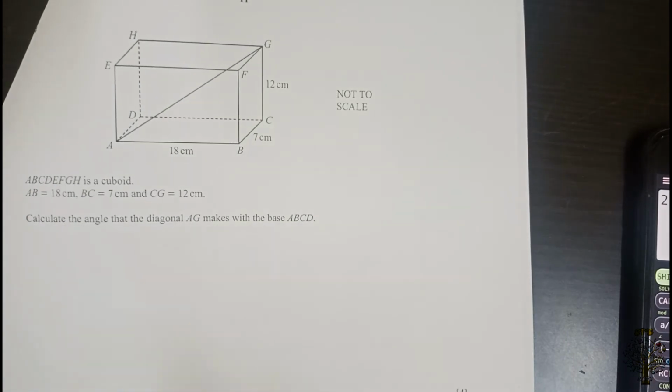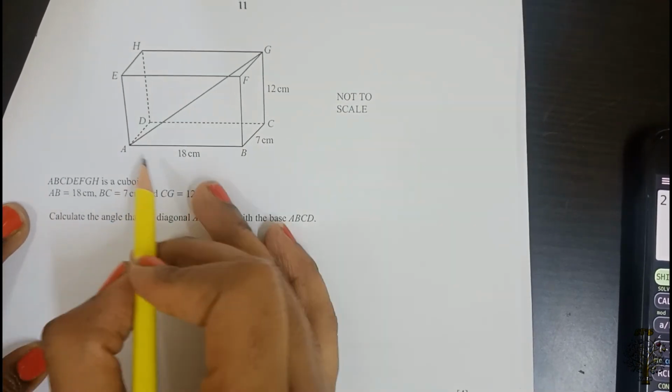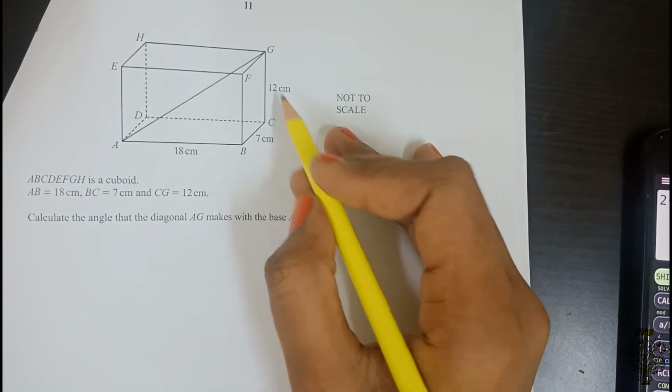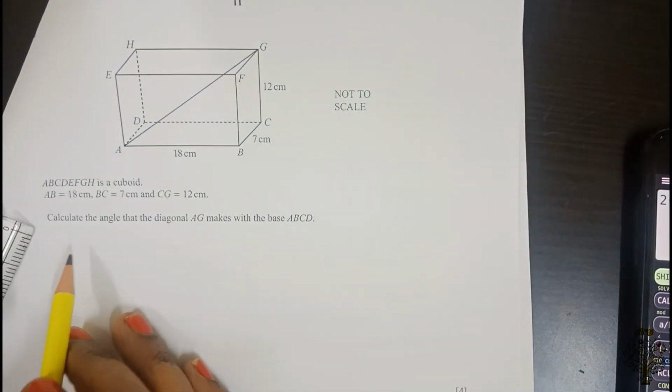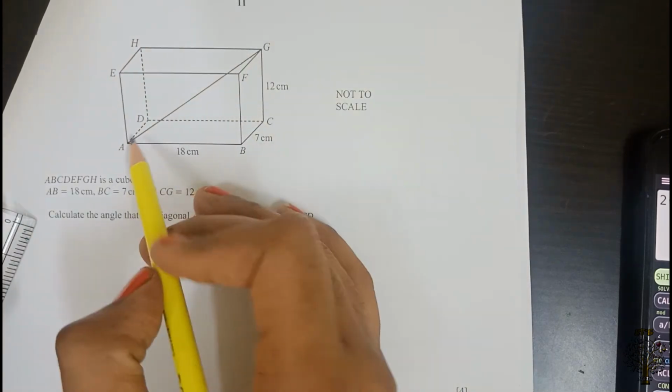Moving to the next question. The last question deals with trigonometry. We have trigonometry here. Now this is a cuboid. AB's length is 18 centimeter. BC is 7 centimeter. CG is 12 centimeter. Calculate the angle that the diagonal AG makes with the base.